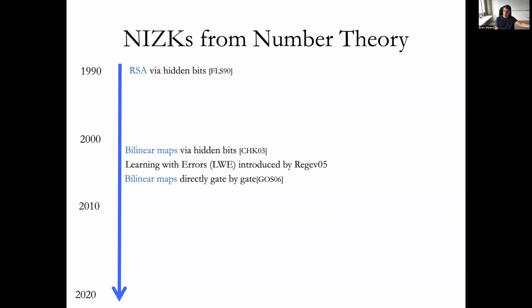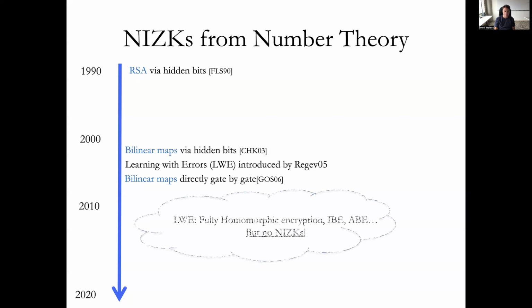This was the learning with errors assumption introduced by Regev in 2005. And this gained a lot of popularity from the cryptographic community, both because it had nice properties, like possibly being resistant to quantum attacks, but also because the cryptographic community really dove in and tried to build many different things from it. And over the ensuing years, we could get all sorts of things, famously fully homomorphic encryption, but also identity-based encryption and attribute-based encryption for circuits.